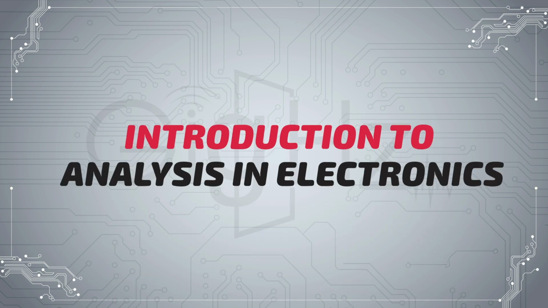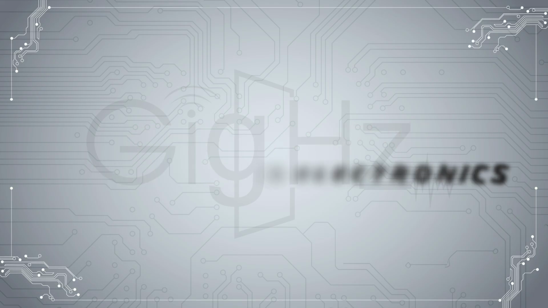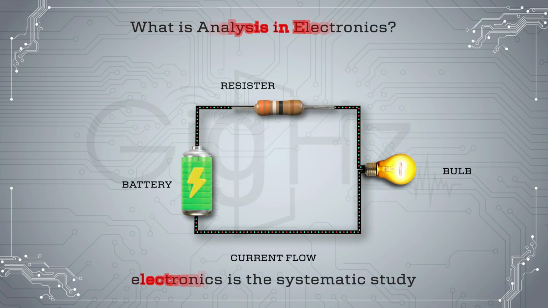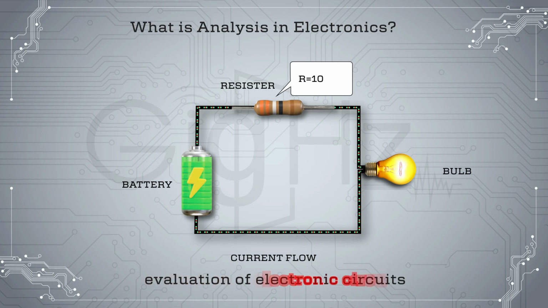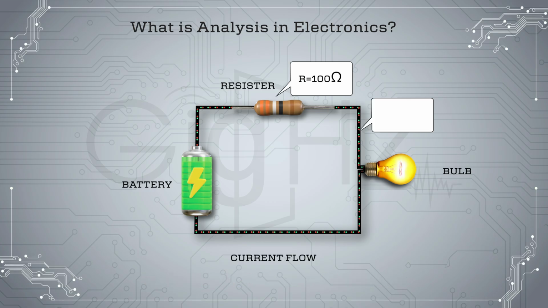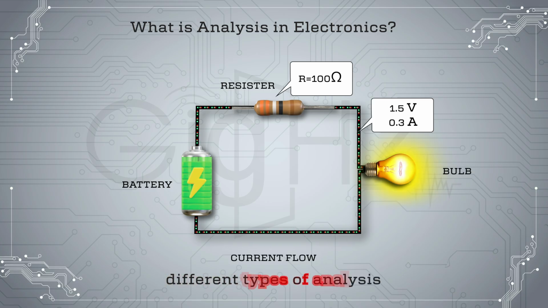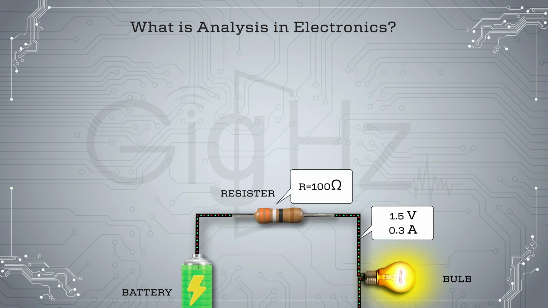Introduction to analysis in electronics. Analysis in electronics is the systematic study and evaluation of electronic circuits, systems, or components to understand their behavior under various conditions. It ensures performance, reliability, and compliance with design specifications. To fully grasp this concept, we need to understand the different types of analysis used in electronics.